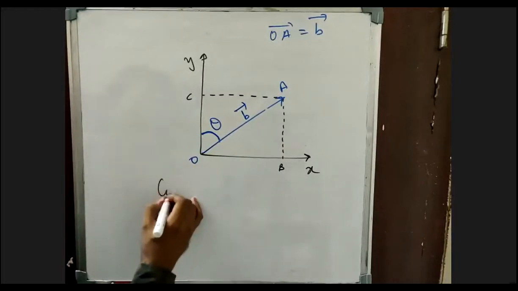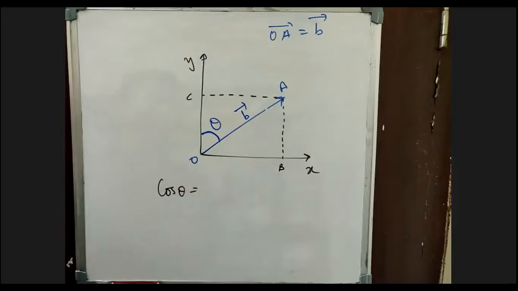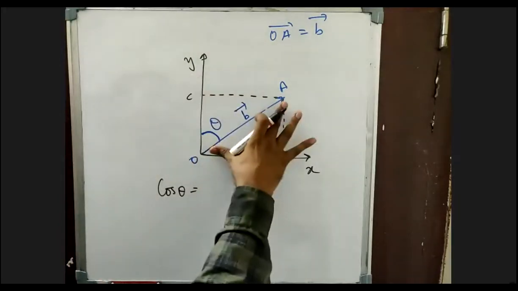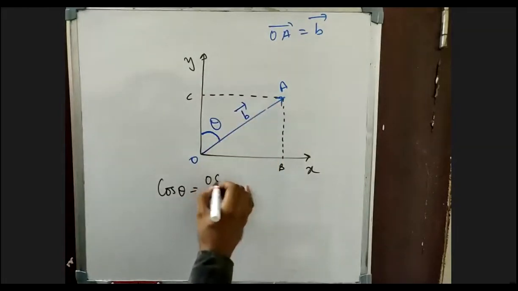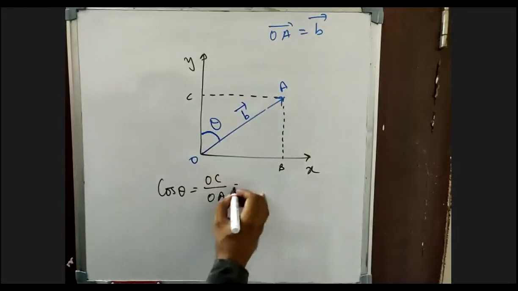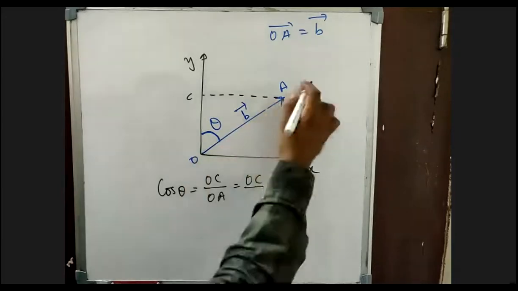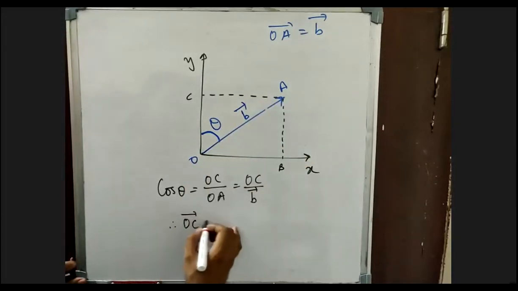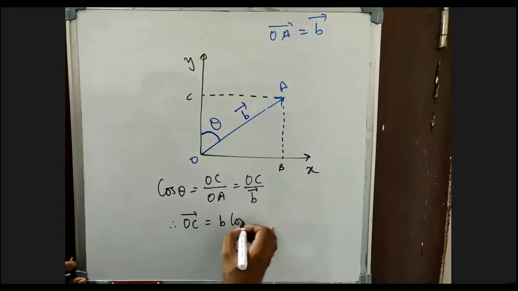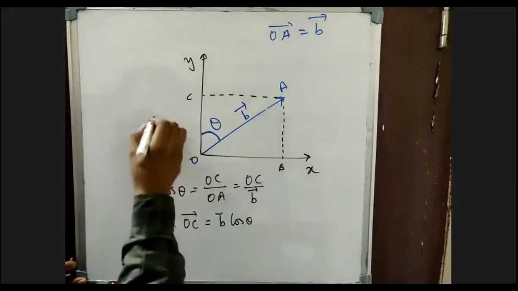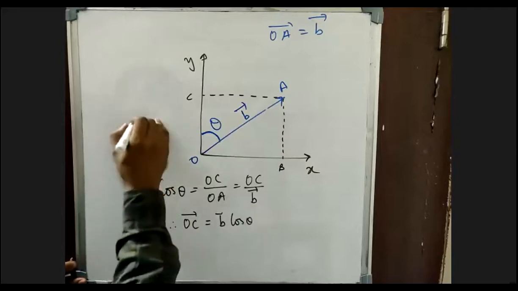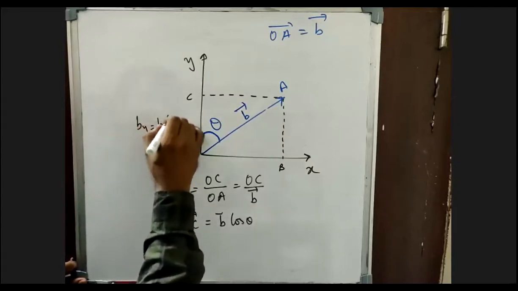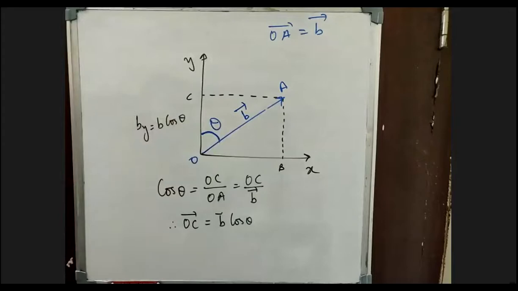So first I am writing the cos theta from the given figure. Cos theta value will be equal to how much? OC by OA, so this will be OC divided by OA. O to A is nothing but B bar. Therefore, OC bar is equal to B into cos theta. That means the vector along the y-axis will become B into cos theta. Clear?